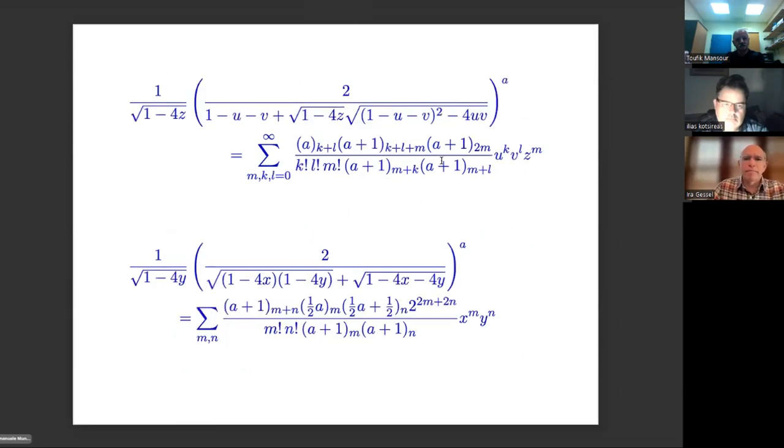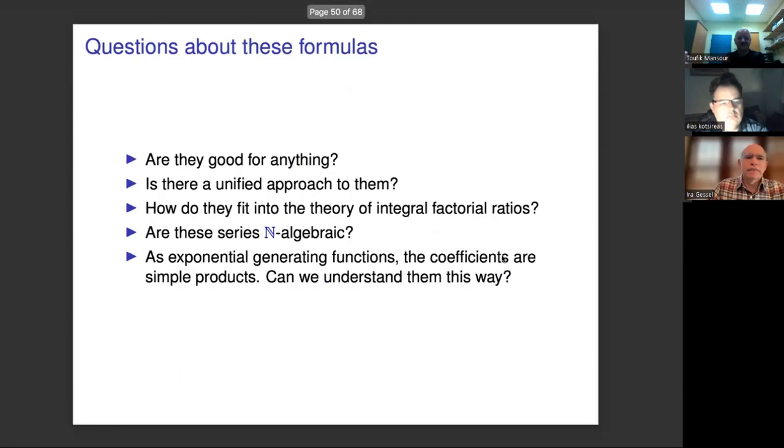Okay, sometimes I'm having trouble going to the next page for some reason. And here are some more complicated ones, but still interesting. So the questions about these formulas are, my first question is maybe kind of silly. Are they good for anything? These formulas look so nice to me. They look interesting, but are they useful for anything? Can we do anything with them? I don't know. There should be some use for them, but I just don't know of any.